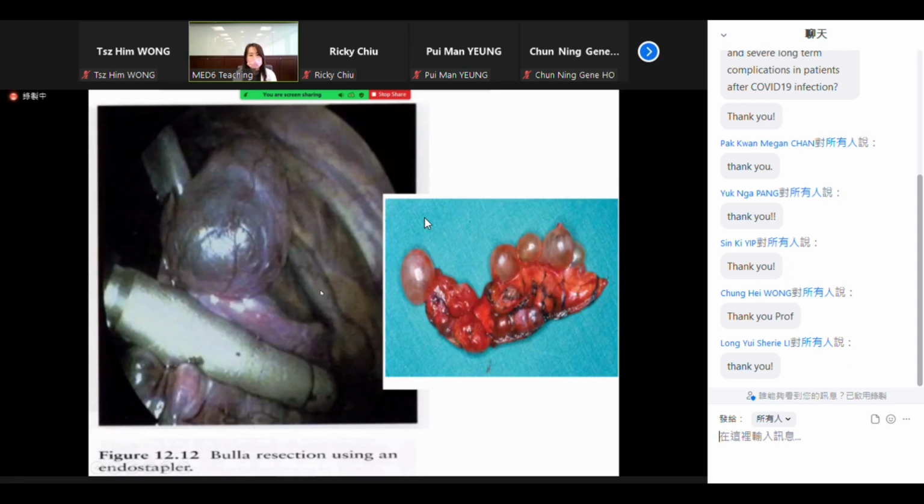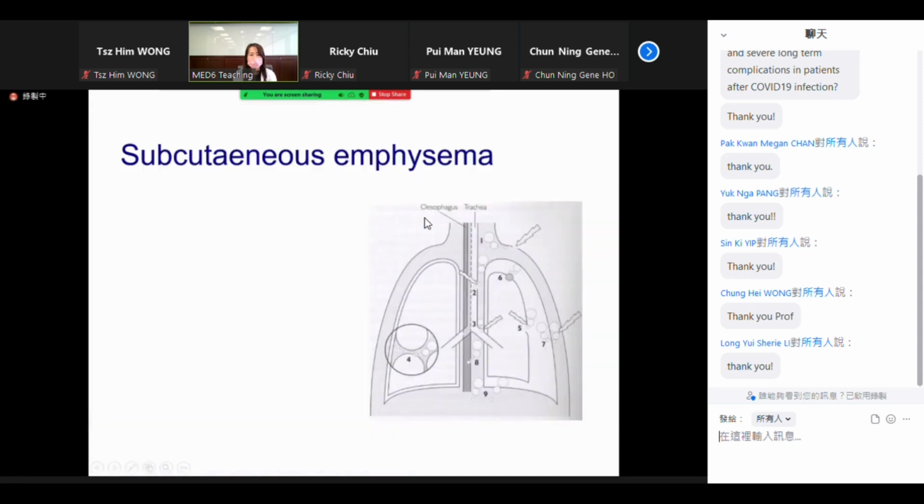So this is the bulla seen during the surgery. So the surgeon will remove the bulla and prevent the recurrence. There's another condition called subcutaneous emphysema. That means the patient has pneumothorax here, the visceral pleura is broken, and the air goes into the pleura. And then there's no effective drainage. Then the air will go into the subcutaneous tissue, causing subcutaneous emphysema.